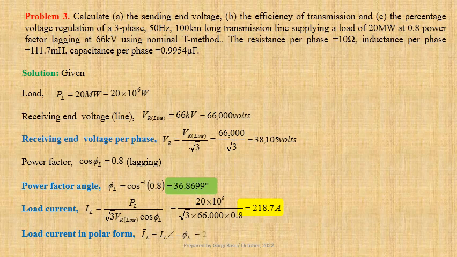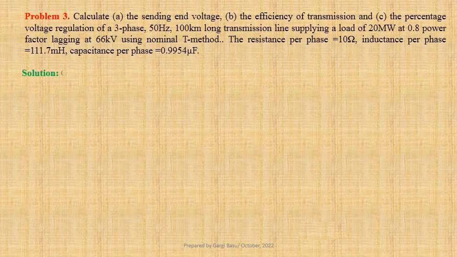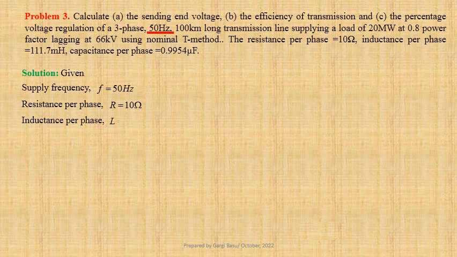Load current may be expressed in polar form as IL equals IL at an angle minus phi L, that is equal to 218.7 ampere at an angle minus 36.8699 degree. Given supply frequency F equals 50 Hz, resistance per phase R equals 10 ohm, inductance per phase L equals 111.7 millihenry, that is equal to 111.7 into 10 to the power minus 3 Henry.